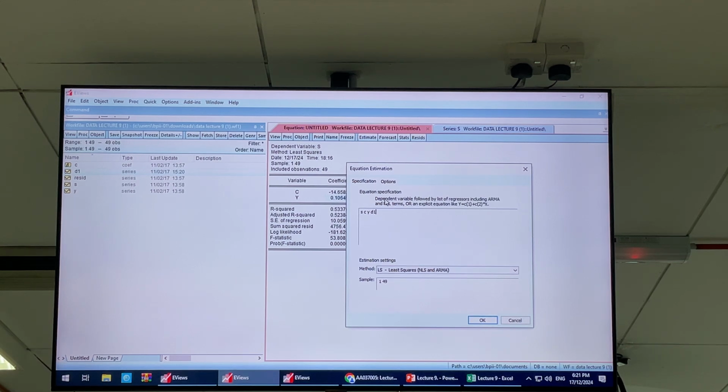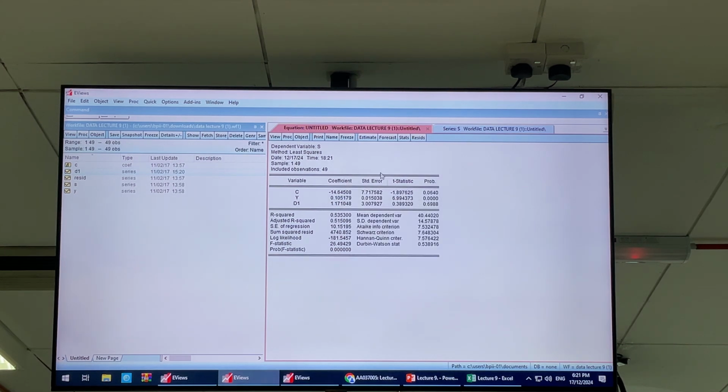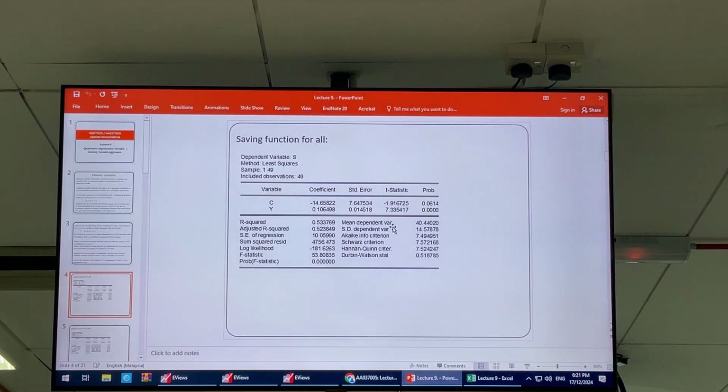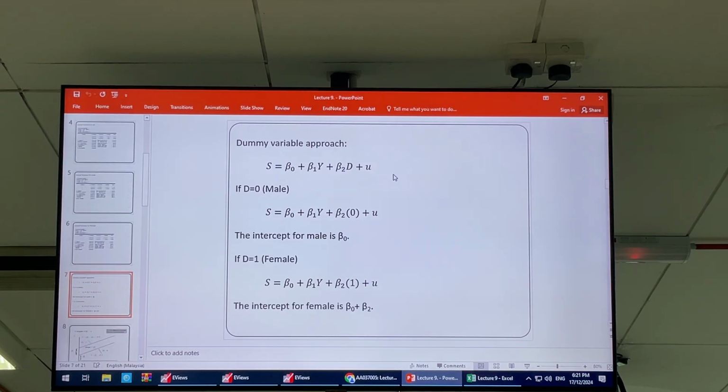Okay, so we get this one. So how to interpret this one? This model enables us to have an estimated model for male and female. So you have to look at the next slide. So this is our model. We have the dependent variable saving, and the independent variable income, and then we add a dummy variable, and the dummy variable here represents female.